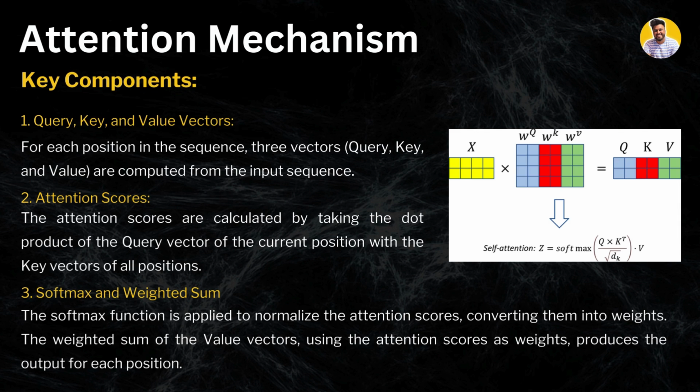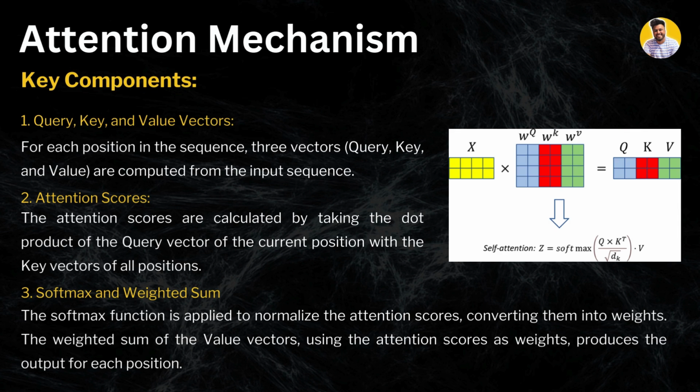The attention scores are calculated by taking the dot product of the query vector of the current position with the key vector of all the positions. This is how you get the attention score, and then we apply softmax, converting the scores into weights. The weighted sum of the value vectors, using the attention scores as weights, produces the output for each position. So we'll see how this is important for our embeddings scenario. In this way, the attention mechanism is building the embeddings.